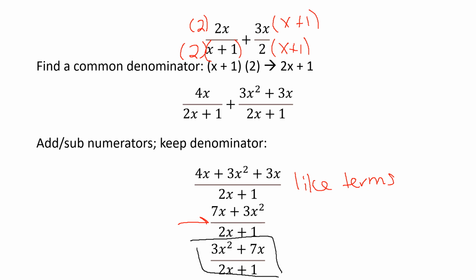Okay, so find your common denominator by multiplying each other. And then add or subtract any like terms. We'll do a subtraction one next because there's one thing you have to watch for when you're subtracting. And simplify it down. That's it.